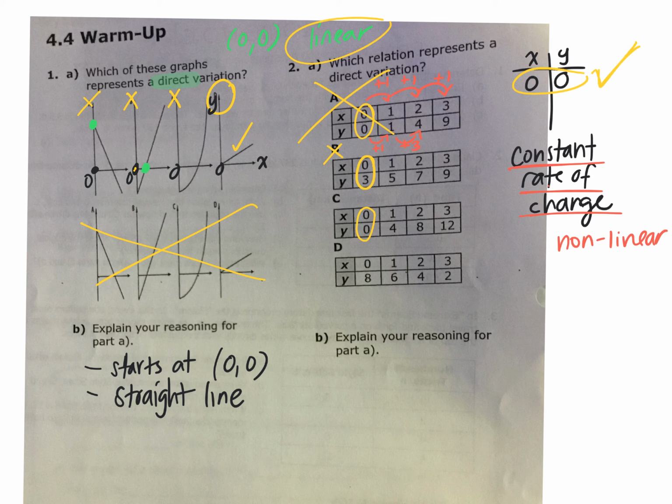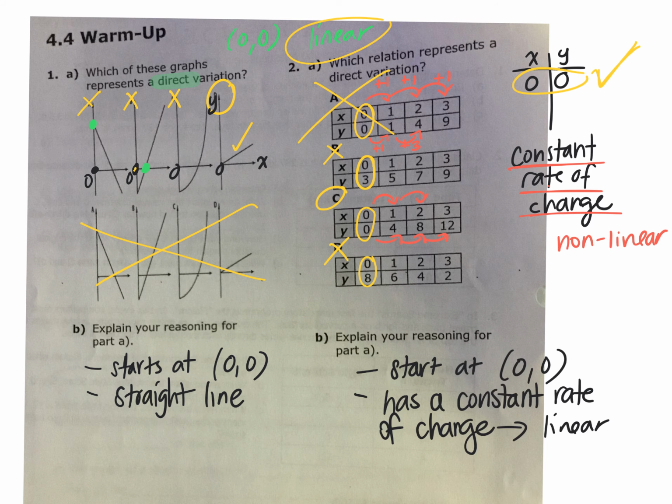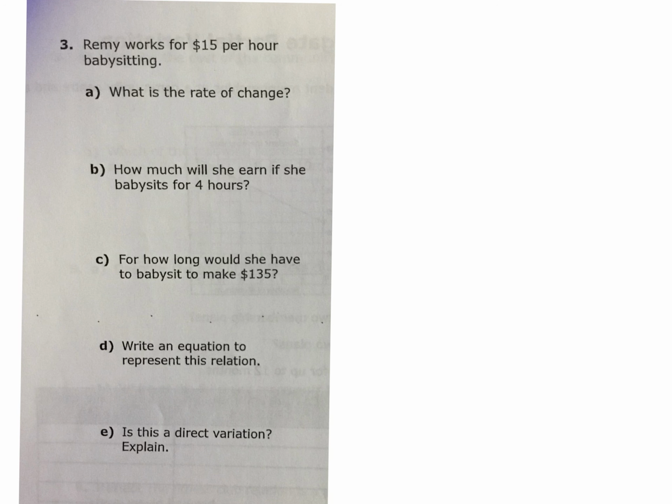But does it have a constant rate of change? It goes up by 1, and then it goes up by what? Okay, so the answer is C, and we know that it can't be D because it starts at (0, 8). So explain your reasoning. Okay, so C starts at (0, 0), and it has a constant rate of change. The X and Y values go up by the same amount every single time, which means it's going to be linear. It has to be linear for it to be direct.